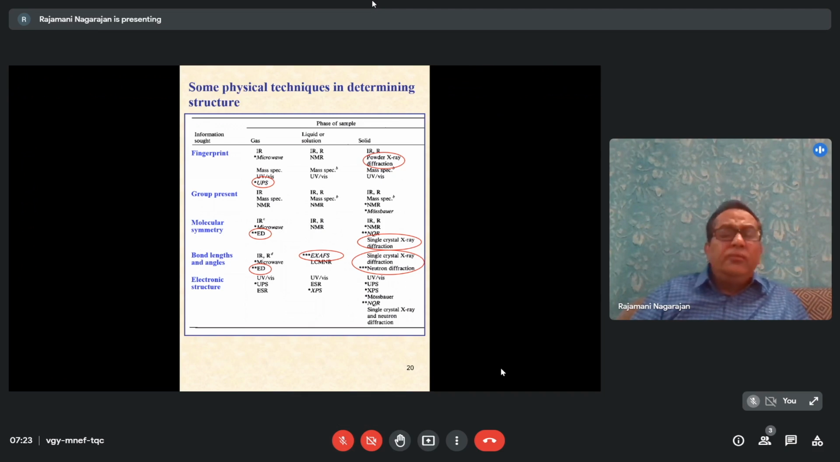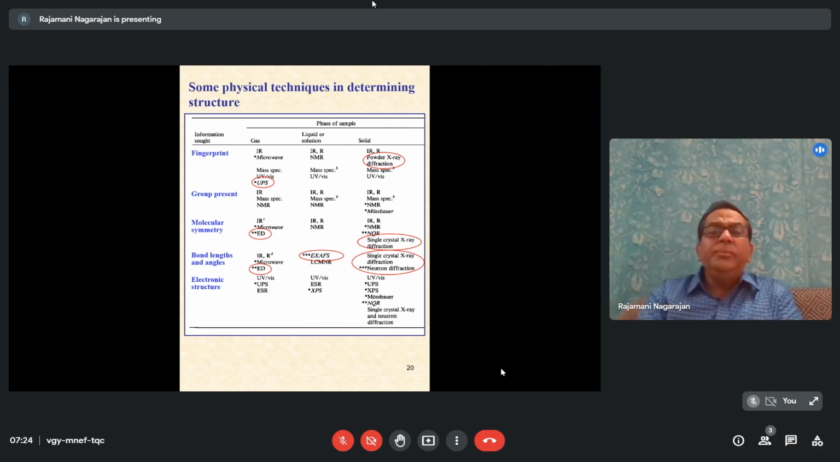If you want to do fingerprinting, for example, of a gas, you can make use of IR spectroscopy and microwave spectroscopy, mass spectrometry, UV visible spectroscopy that every one of us knows, and ultraviolet photoelectron spectroscopy, that is called UPS. If it is going to be a liquid or a solution, then for fingerprinting, we make use of infrared, Raman, NMR, that is nuclear magnetic resonance, mass spectrometry, and UV visible spectroscopy.